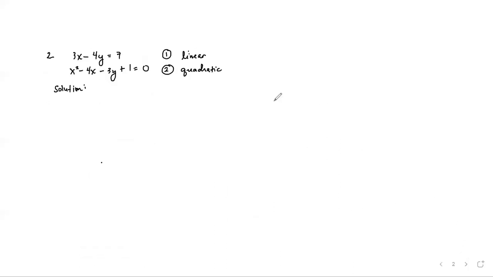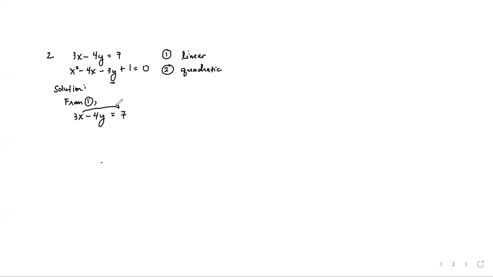Now, for the second problem, again, we have another system having one linear and one quadratic equation. So again, we're going to solve for either x or y from equation number 1, but observe that in equation number 2, it is quadratic in the variable x, so it will be simpler if we're going to solve for the variable y from the first equation. So from 1 again, we have 3x minus 4y equals 7. So we're going to solve for the variable y.